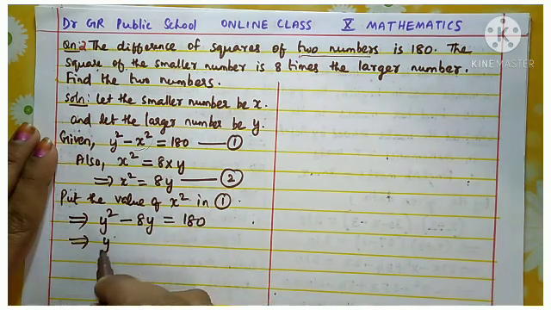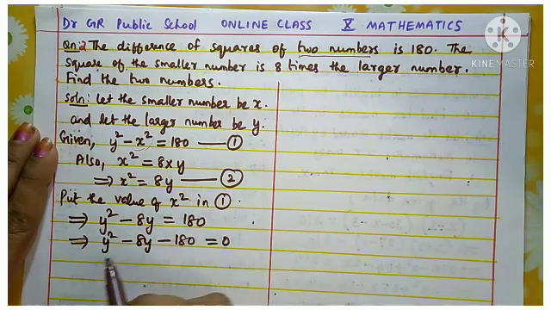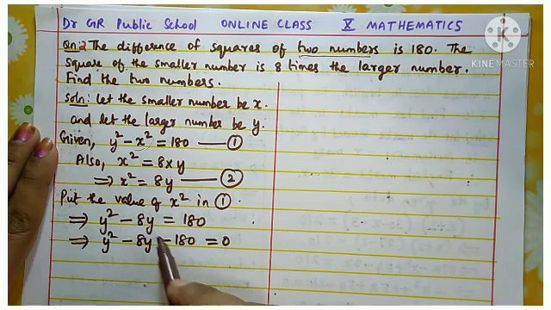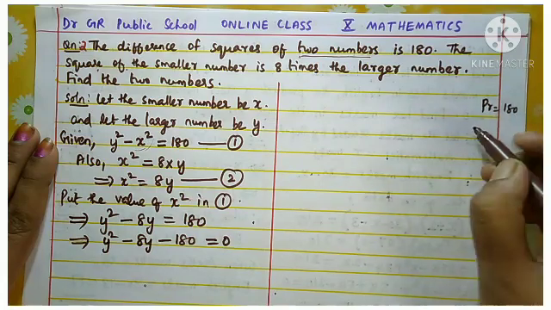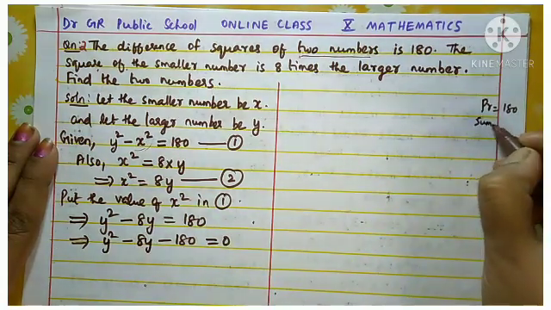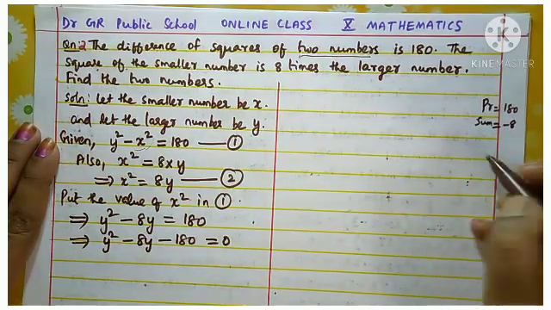Now we can rearrange this. y square minus 8y minus 180 equal to 0. Now you see children, this is a quadratic equation in the variable y. Okay. Now you can find the roots of the equation by any method. Now you see it's somewhat easy. If you consider this, the product is minus 180 and the sum we want is minus 8. Okay, so we want to find the two numbers.